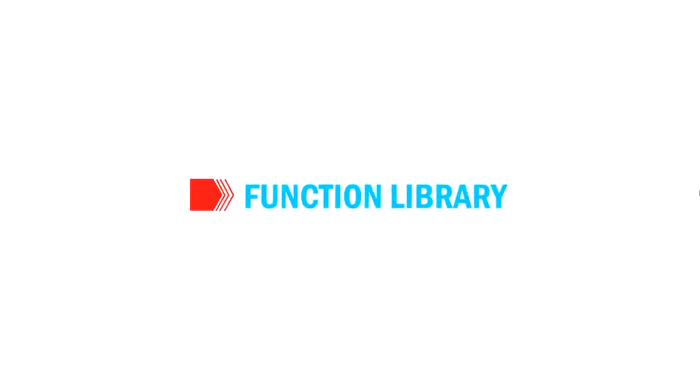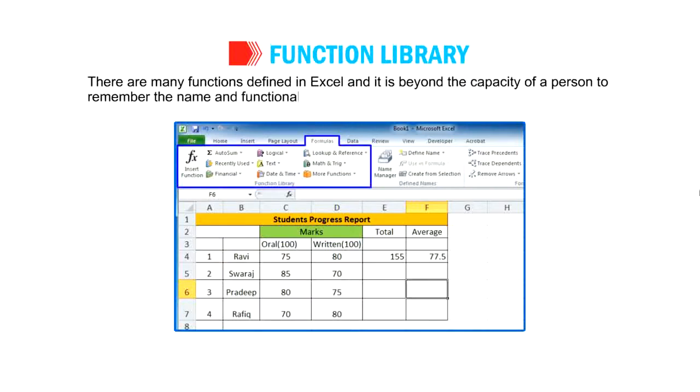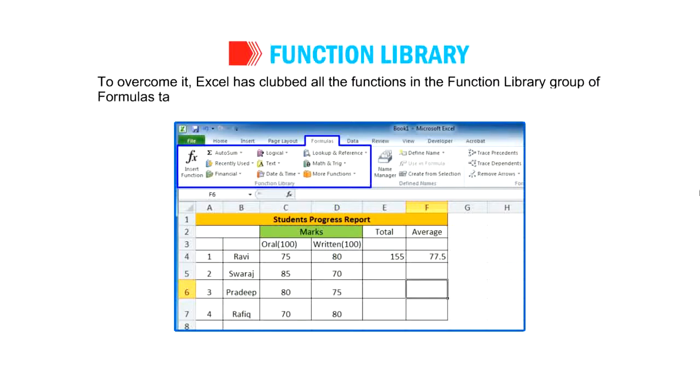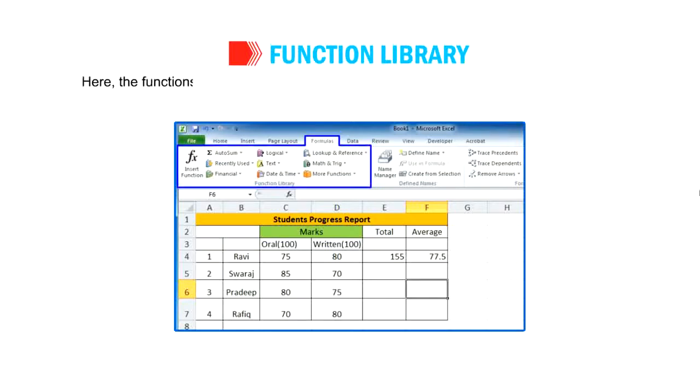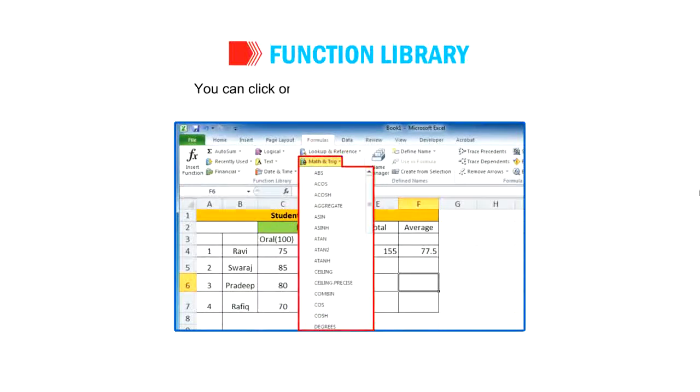Let us learn about the function library. There are many functions defined in Excel, and it is beyond the capacity of a person to remember the name and functionality of each one of them. To overcome it, Excel has clubbed all the functions in the Function Library group of the Formulas tab. Here, the functions are categorized by their functionality, like math and trig, text, date and time, etc. You can click on a category to browse its functions.